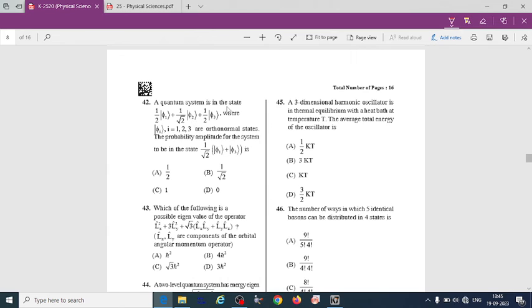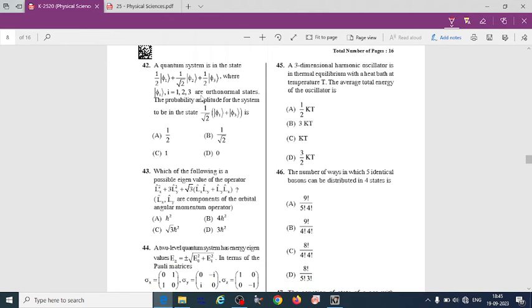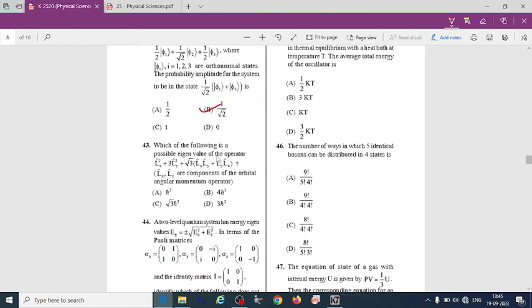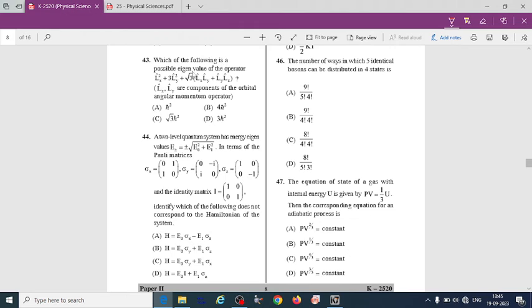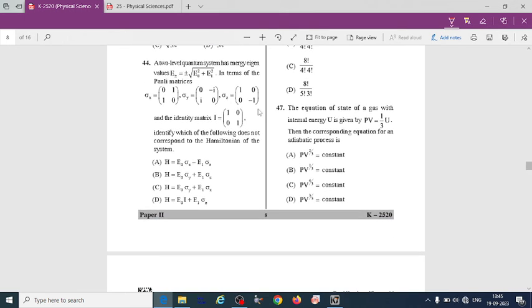A quantum system is in the state ket of psi 1, psi 2, psi 3, where psi 1 and so on are orthonormal states. The probability amplitude for the system to be in the state is, for question 42, option B, 1 by root 2. Which of the following is a possible eigenvalue of the operator, where the components are the orbital angular momentum operator? Question 43, option B, 4 h cross square.